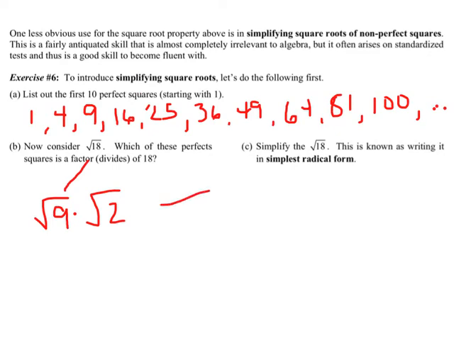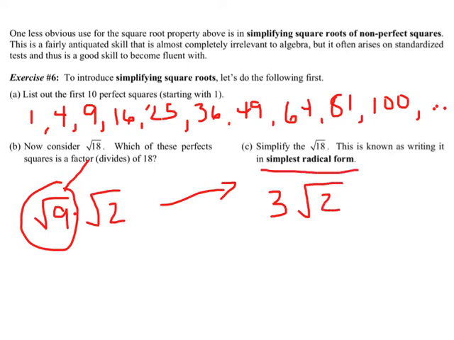Then they actually want us to simplify it over here in part C. Well, what is the square root of 9 here? Well, square root of 9, you know by now, is 3 because it's 3 times 3. Can I bust up the square root of 2? No. So when I'm done, I actually have something called simplest radical form here. I get a number out in front, a coefficient, and then I get a radical. It's kind of like saying 3 times x.